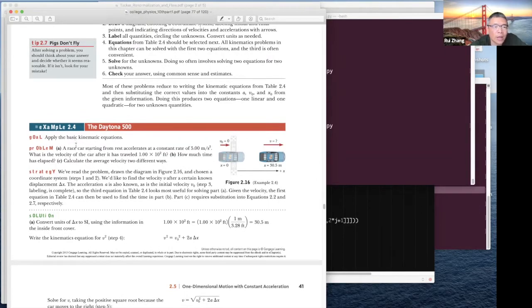So let's look at this problem. It's a very simple one. You have a race car starting from rest, accelerating at a constant rate. It gives you the acceleration, and it asks you the velocity of the car after it traveled this certain distance, and also the time it takes to go there, and then to calculate the average velocity. So again, the first thing we would do is write everything down on a piece of paper, starting from drawing a picture here.